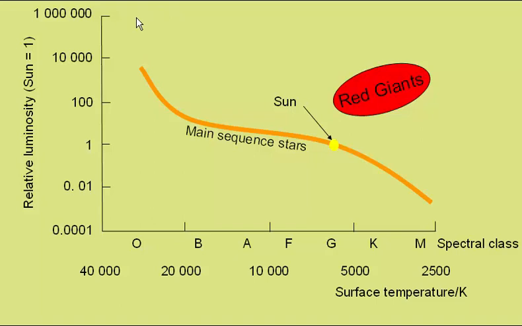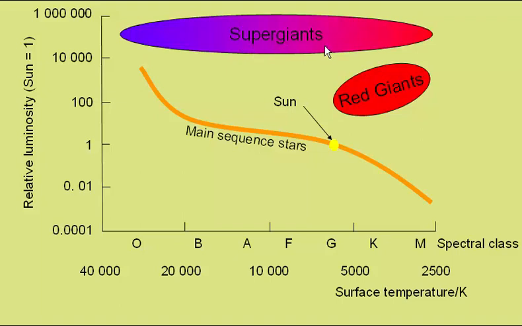There are a group of stars in this region here, which had a wide range of temperatures, but were all extremely luminous, and so must be extremely large. They became known as the supergiants.